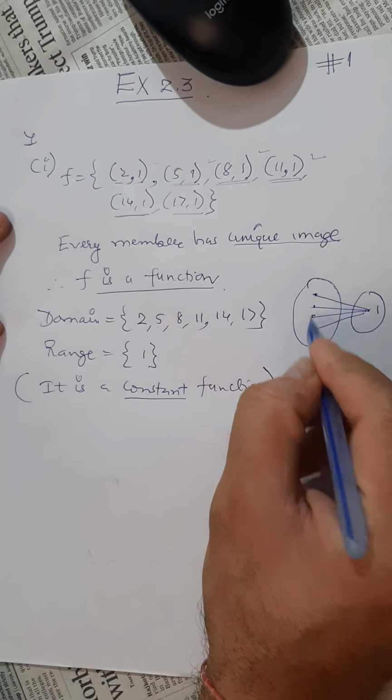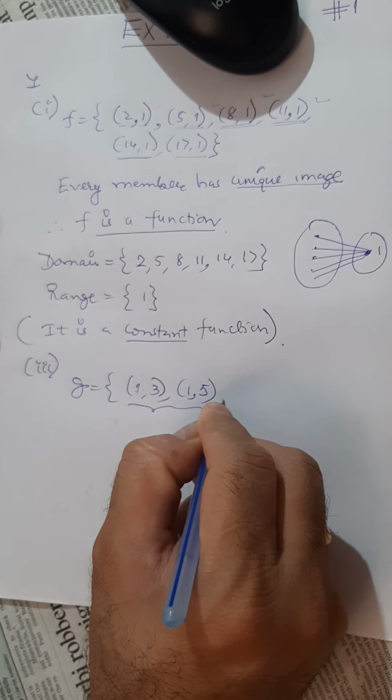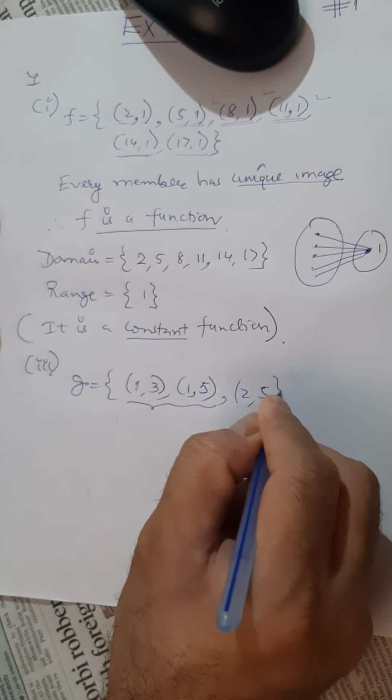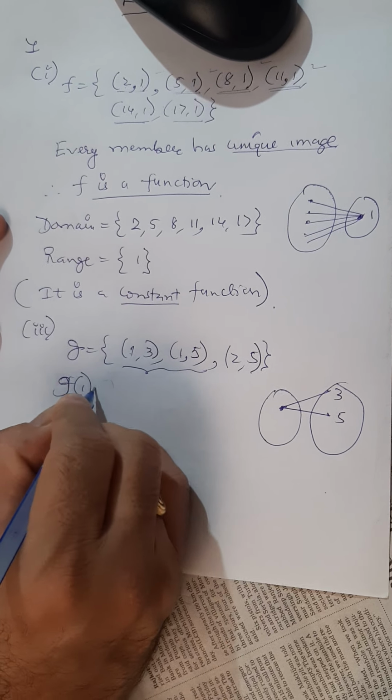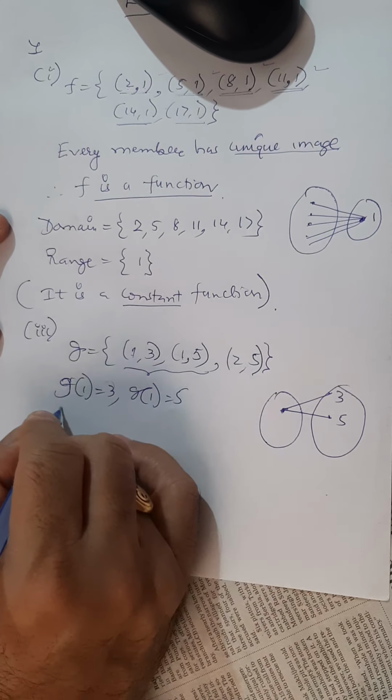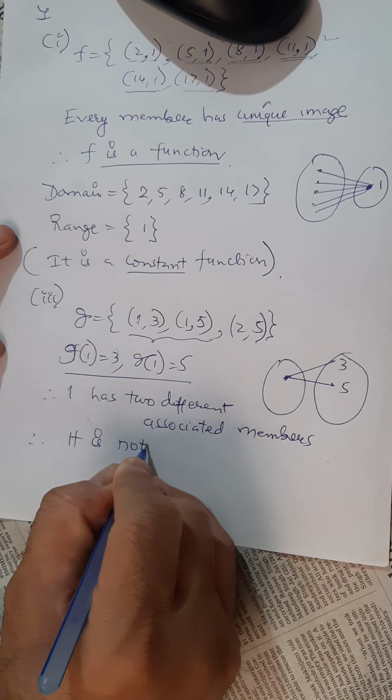We'll go to the third one. Let me call this, for example, relation G: (1, 3), (1, 5). Once you write these two, you must have realized that 1 has two different images. Here, this member 1 goes to 3 and 5. You can say that G of 1 is 3, G of 1 is 5. So 1 has two different associated members. Therefore it is not a function.